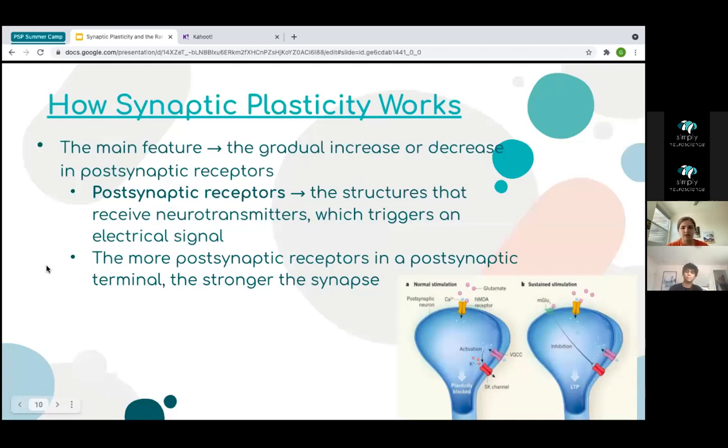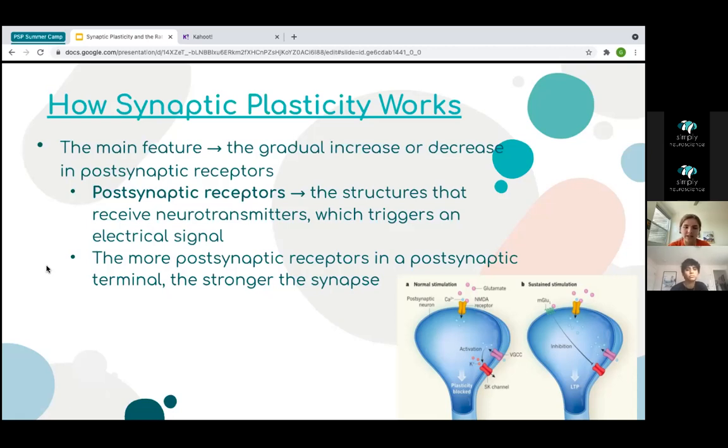Now that we know why synaptic plasticity is really important, we're going to cover how it actually works. The main feature, and this will be really important in the next slide, is the gradual increase or decrease in postsynaptic receptors. Those are the structures that receive those neurotransmitters, the chemicals that go through the synaptic cleft and bind to the receptors on the receiving neuron. And that triggers an electrical signal, which we covered before, is the action potential, if you remember that.